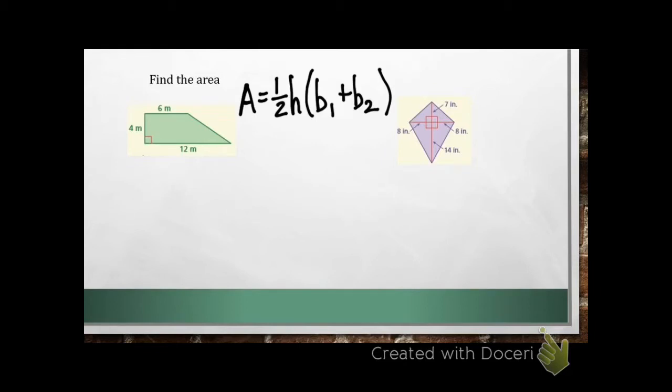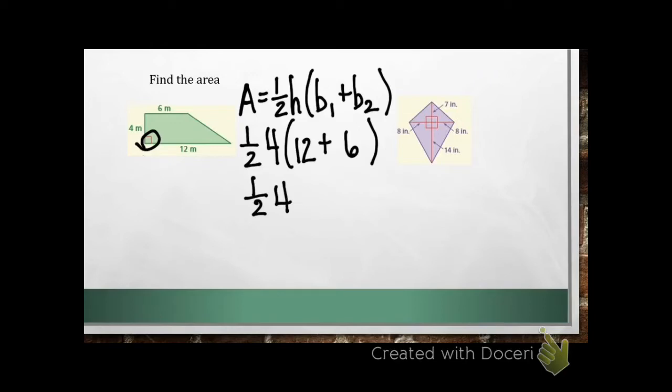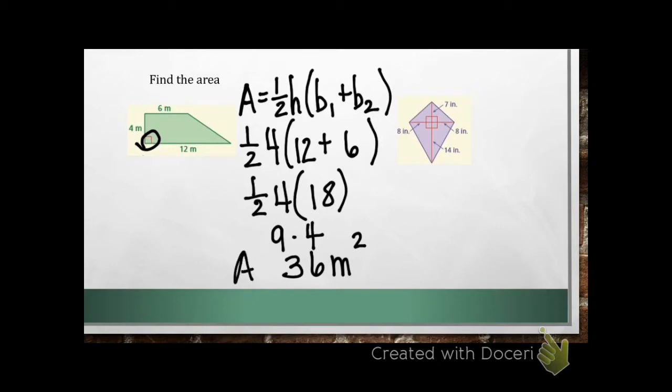Now I'm going to plug in my numbers, and my height is always associated with the right angle, so it's 1/2 times 4, times my bases, 12 plus 6, and the bases are always parallel to one another. Now let's finish multiplying. 1/2 times 4 we're going to keep for right now, and multiply that times 12 plus 6, which is 18. Now I would find half of 18, and I would get 9, and 9 times 4 will be 36 meters squared. So my area is equal to 36 meters squared.